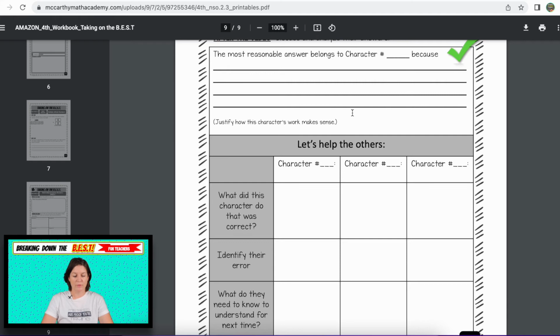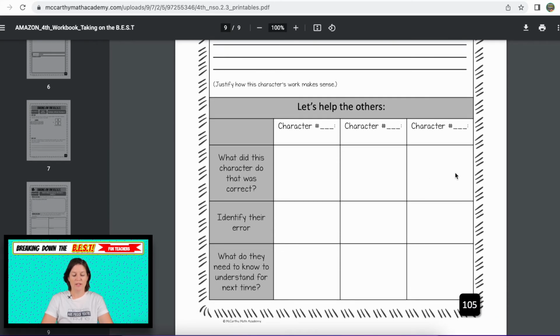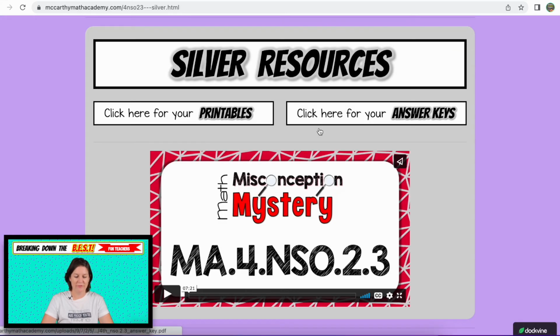They fill this detective report out saying who solved it correctly and why. And then with the other 3, what did they do that was correct? What was their error? And what do they need to know for next time? Super fun. The students definitely love those. And this is where you can find the episode and full screen it for them.